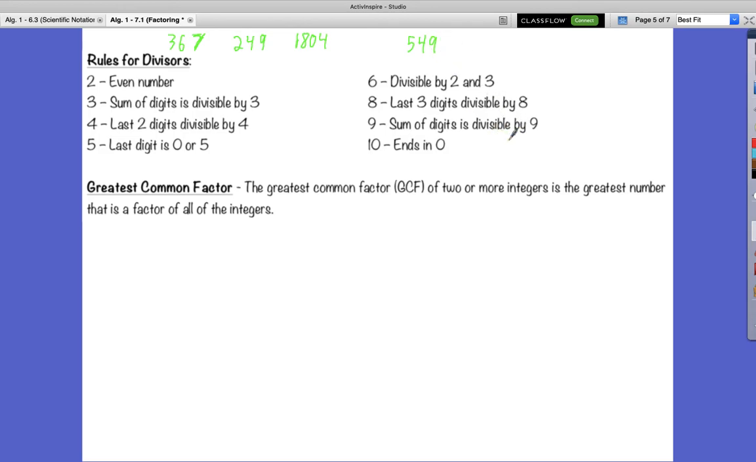And 10 is just that it ends in 0. Why did I think that might end in 9? But I realized that does not make sense.